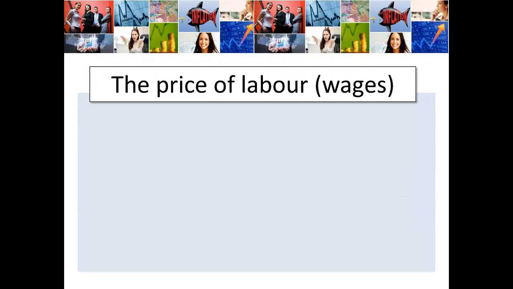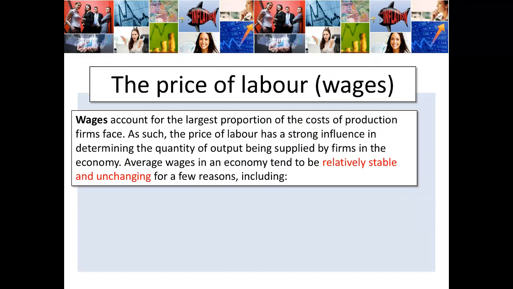So those are our two main price indexes, giving us a measure of the average level of prices in an economy. The price of labour, wages, we know. Now wages account for the largest proportion of the cost of production firms face, on average. So as such, the price of labour, how much firms have to pay for the wages of the employees that they're hiring, has a strong influence in determining the quantity of output being supplied by firms.